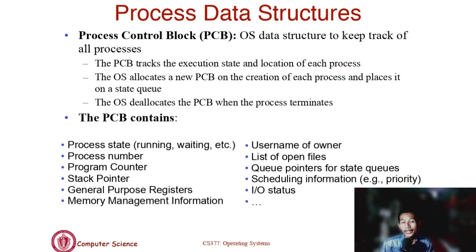Okay, here, the PCB is an OS-managed data structure designed to keep track of all processes within the system. It serves as a repository of essential information about each process, facilitating efficient management and scheduling. So what is the content of the PCB? The first is the process state, which indicates the current execution state of the process, for example running, waiting, and so on.